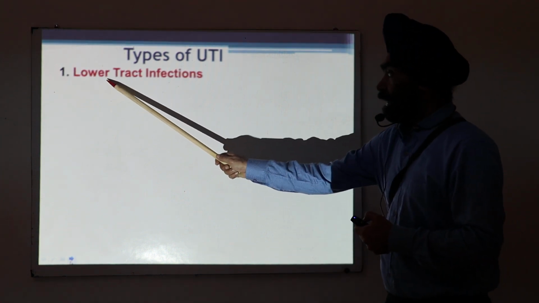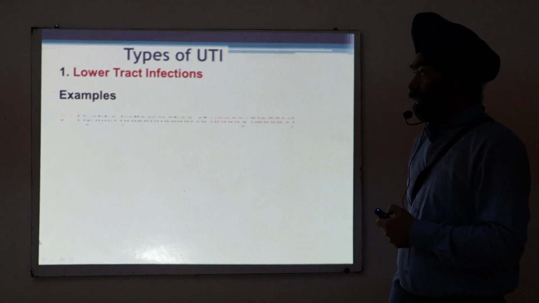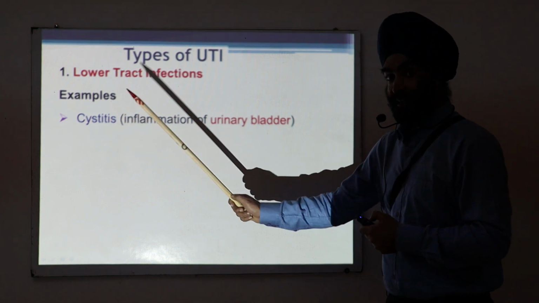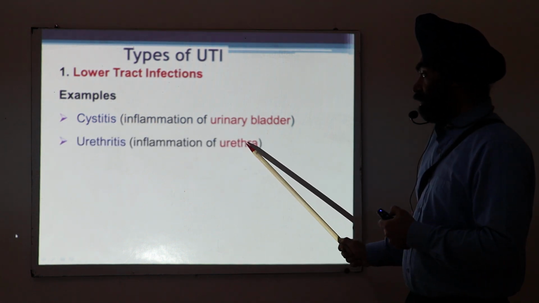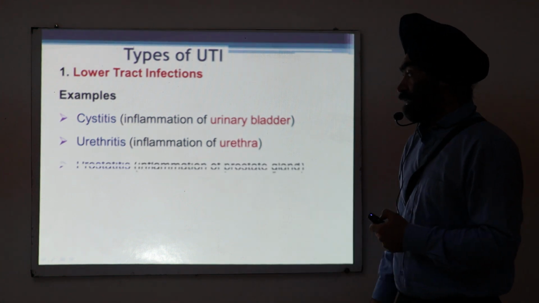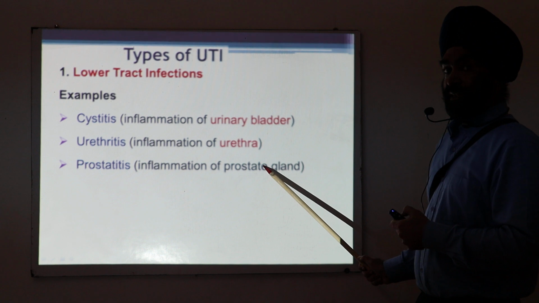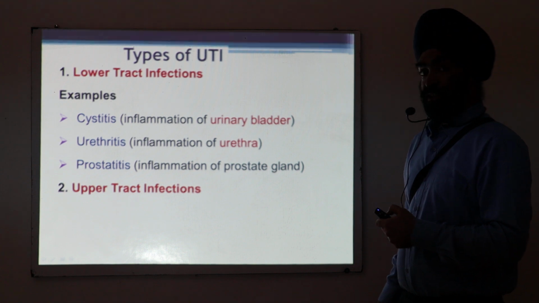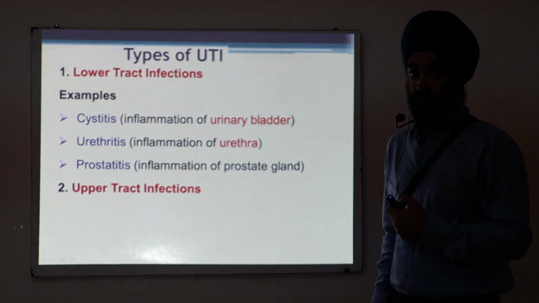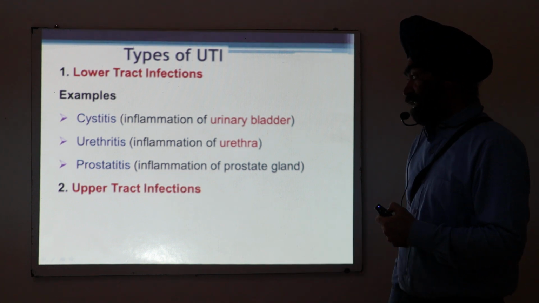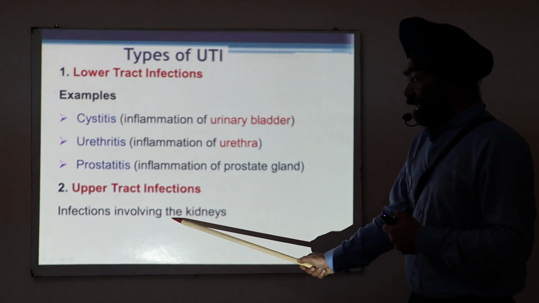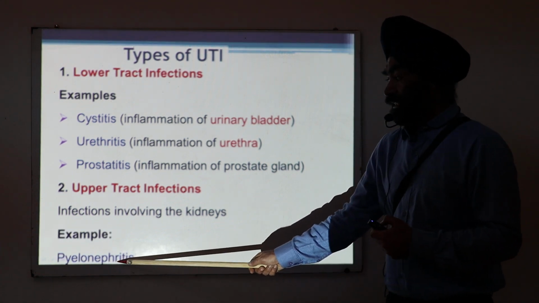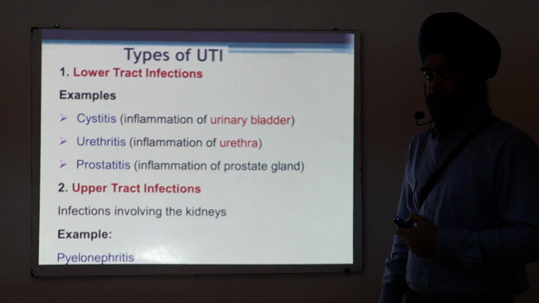So now we can differentiate UTI into 2 types. One is called lower tract infection, when it involves inflammation of the urinary bladder. This is called cystitis. It may cause inflammation of the urethra, which is called urethritis. It may produce inflammation of the prostate gland in males, that is called prostatitis. But there may be infection of the upper part of the urinary tract, that is called upper tract infection. That means when there is an involvement of the kidneys. Pyelonephritis is an example of upper tract infection.